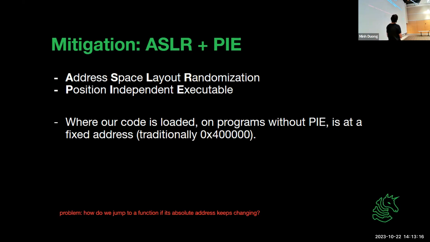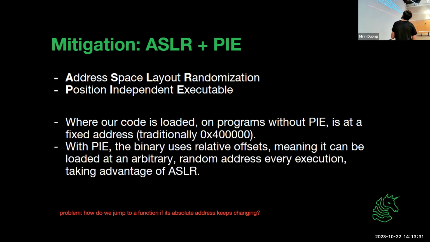And normally I think it's set to like 0x400000. But if we turn PIE on, that means all of our jumps, calls, and so on are all relative. They don't expect anything about the initial address. So this allows us to take advantage of ASLR, which is provided by the kernel.